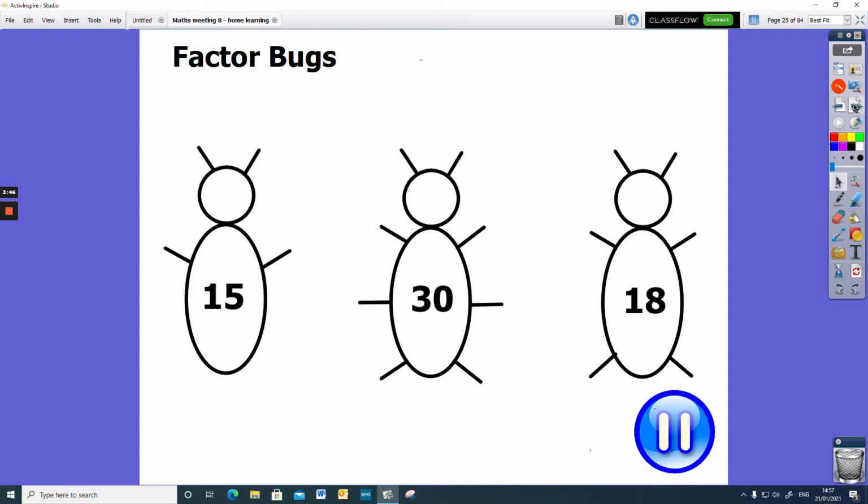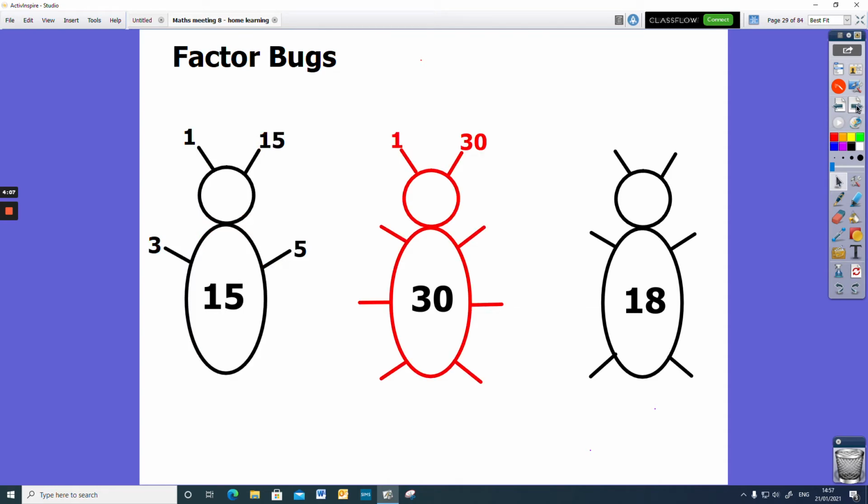Okay, let's have a look, shall we? We're going to start with our 15. And remember, every number has 2 factors at least, and that is 1 and itself. So 15 has factors 1 and 15, but it's also in the 3 and 5 times tables. 3 and 5. Let's look at our next bug now, 30.